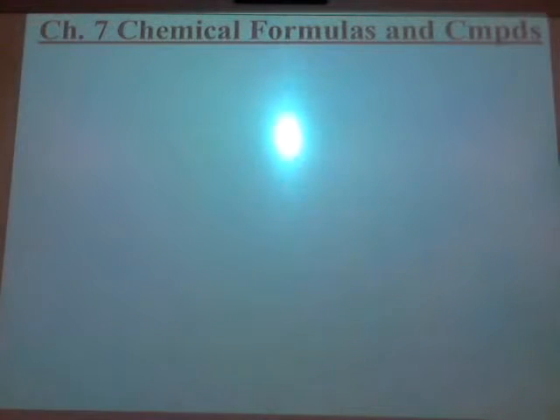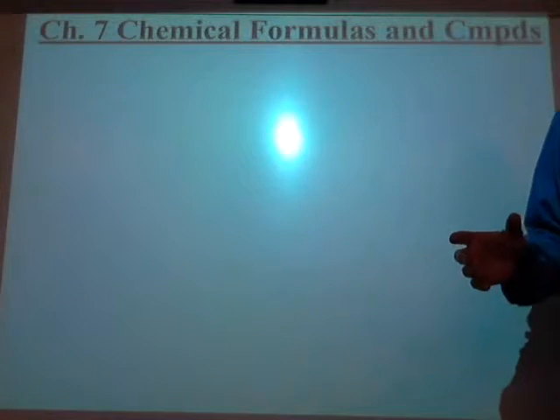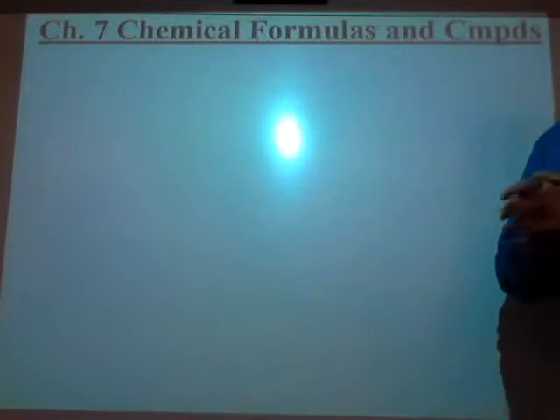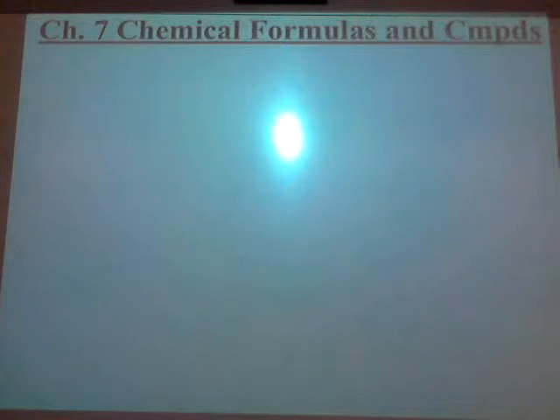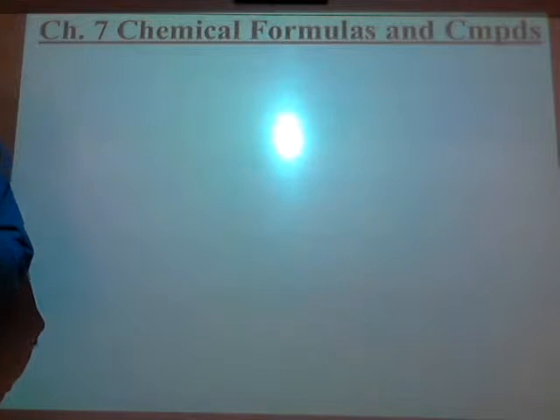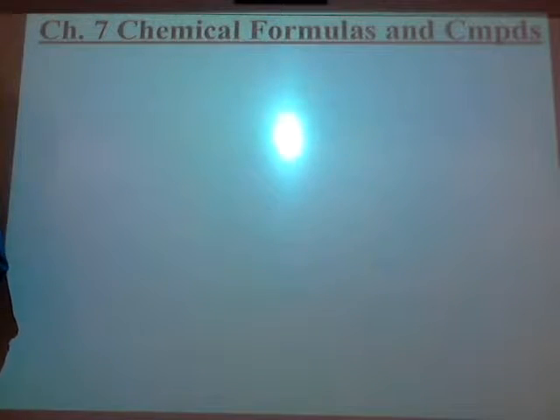Chemical formulas and compounds. We're going to use our knowledge of the past 3 or 4 chapters to be able to put together compounds. I told you before that we're heading for this a couple of times. Why is water H2O? Why is sugar C6H12O6? Why is salt NaCl? Well, now we can do it.